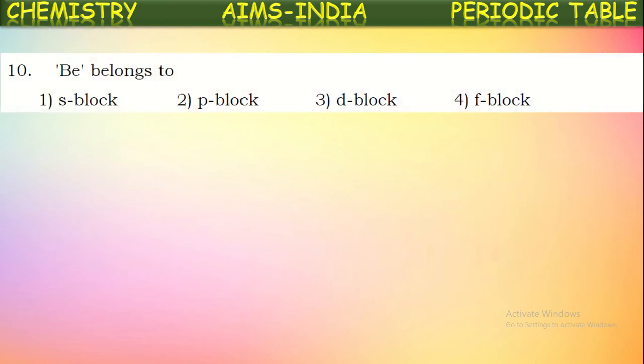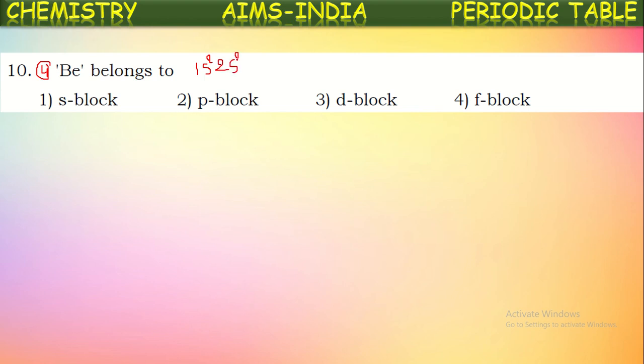Beryllium belongs to which block? So how can we say, by knowing the element, to which block it belongs? Simply by writing the electronic configuration of that element, we can identify to which block that element belongs in the modern periodic table. We know the atomic number of beryllium as 4, isn't it? If you write the electronic configuration for this beryllium with atomic number 4, we get it as 1s2, 2s2.